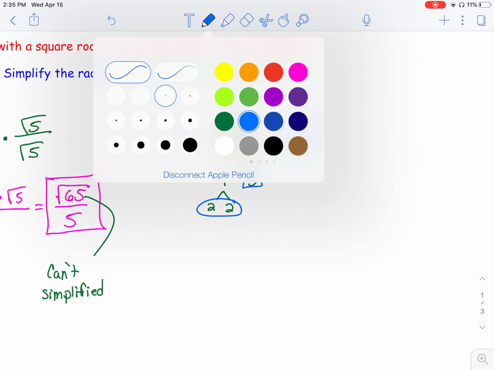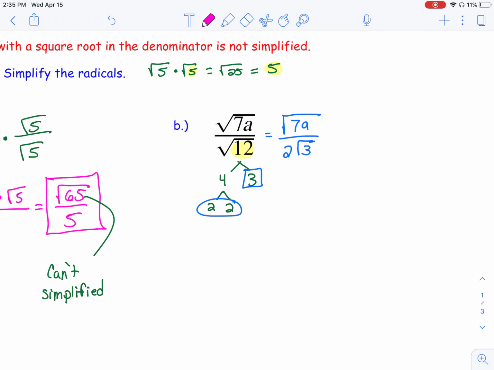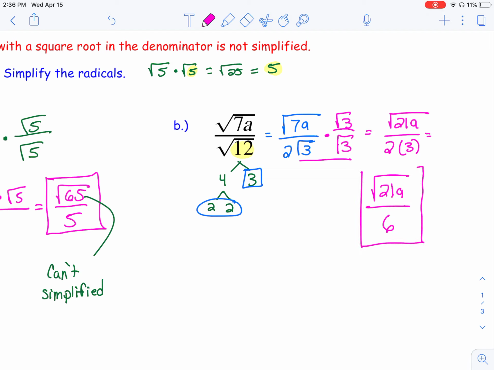So now I need to get rid of the radical. So I'm going to multiply top and bottom by radical 3. So on the top, I get radical 21a. On the bottom, I'm going to get 2 times radical 3 times radical 3. That's just going to get me 3. So I end up with radical 21a over 6. That's my final answer. Radical 21a can't be simplified. So I'm done at this point.